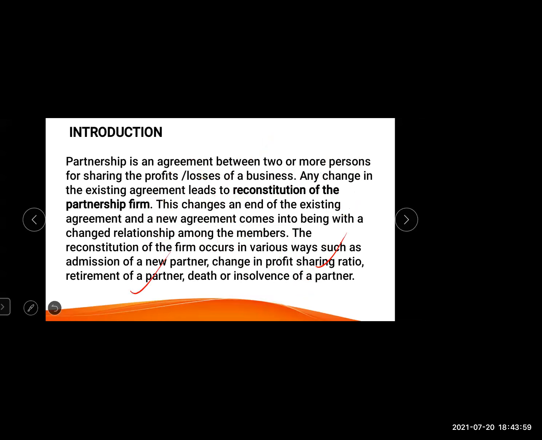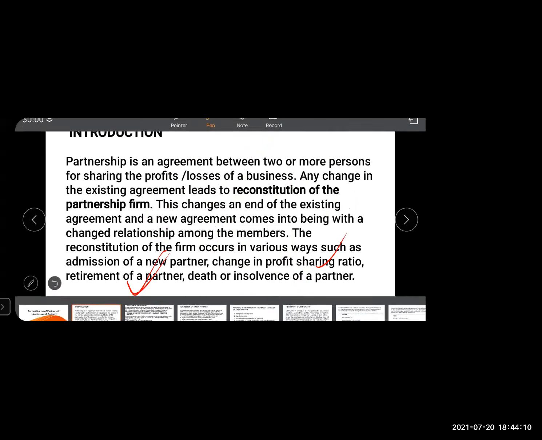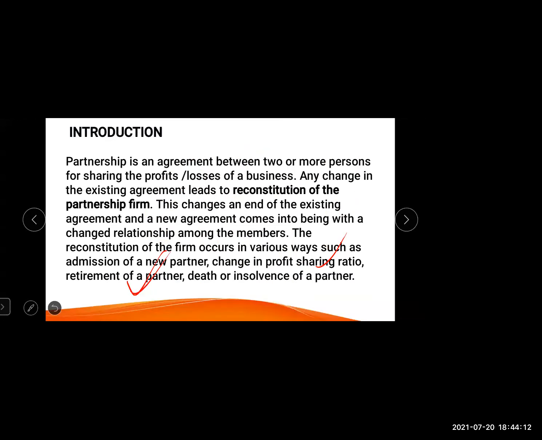Retirement means leaving completely, being completely not interested in the company. So what is he doing? He is quitting. In the previous example, B wanted to stay but didn't want to work. But in retirement of a partner, he is quitting completely. Okay, maybe there may be some other reason.